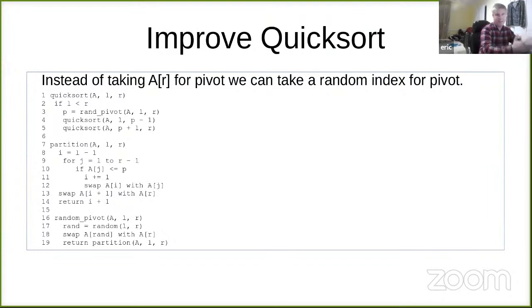You have your left and you have your right, and you choose a random element from there, which is what this pseudocode is doing. Instead of calling quicksort, it's calling this random pivot, which is just getting a pivot, and then from there you're calling partition. And so that would be one way of handling this.